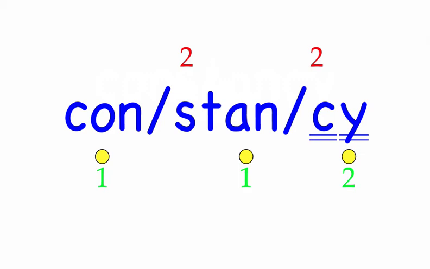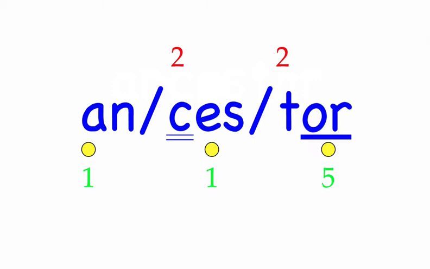Ancestor. An ancestor is someone who comes before you. Now for spelling, pronounce it ancestor. First syllable is an, 2 sounds, a, n. Ses, 3 sounds, s, e, s. Tor, 2 sounds, t, or. Ancestor. Mark the word.